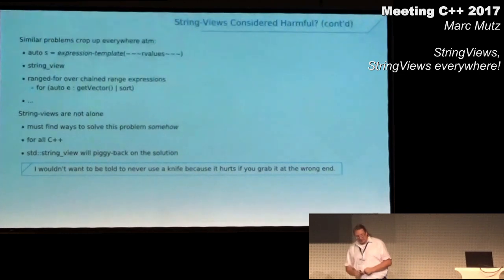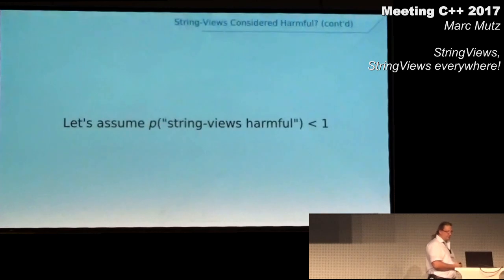So one thing I don't like, and that ties in with what Dan Sachs said, I wouldn't want to be told not to use a knife just because if I grab it the wrong way around, I cut myself. So let's assume for the rest of the talk that the probability that StringViews are harmful is strictly less than 1. So we have a chance of actually getting something from the StringViews.